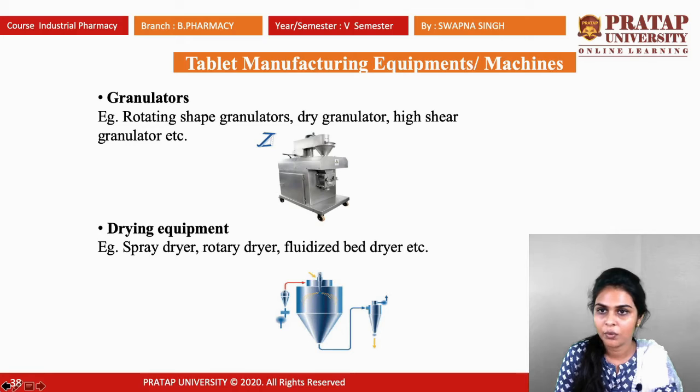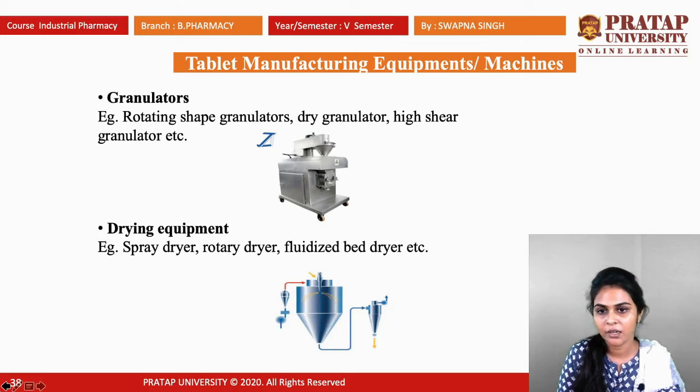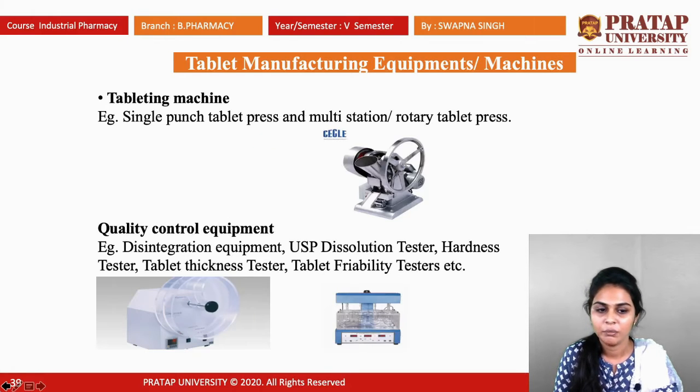Next is drying equipment. After granulation, we need to dry all the granules properly before the compression. The first ones are the spray dryer, rotary dryer and fluidized bed dryer. Next is the tableting machine.